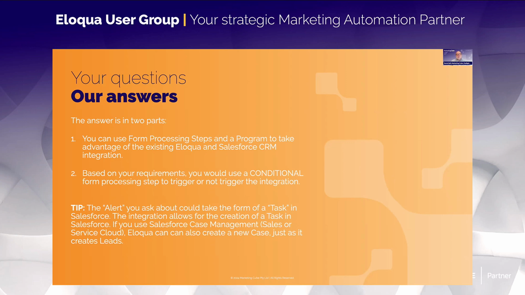And so Eloqua has the ability to create a task in Salesforce using the integration between the two. Again, you would probably use a separate form processing step in order to do that, and just use the conditional element to control it. So is the tick box checked or not checked? If it is checked, that would imply you potentially want to create the task, and that's fine. You can then create the task associated to that lead or contact within the CRM platform.